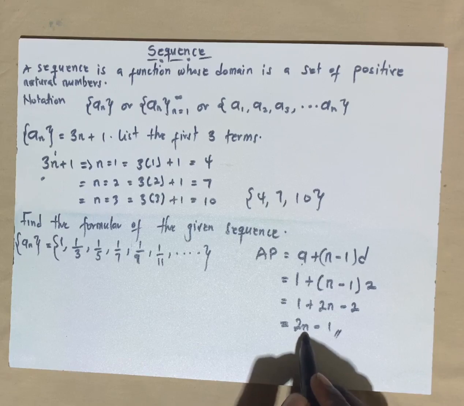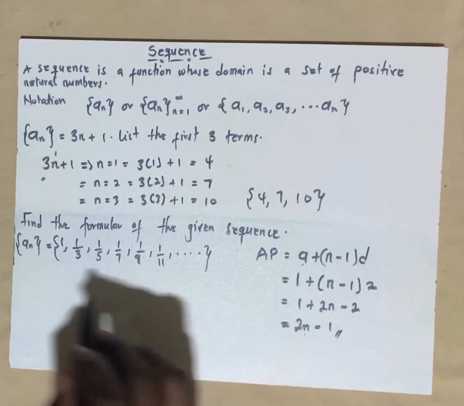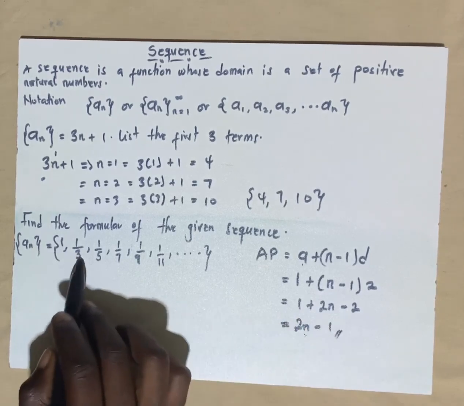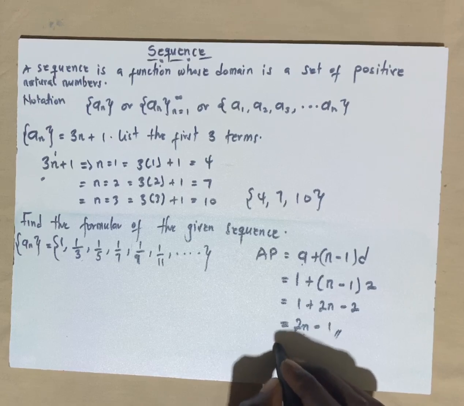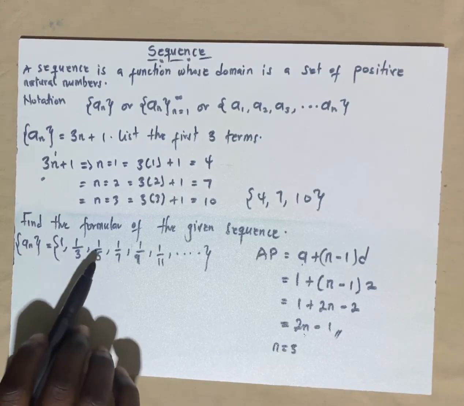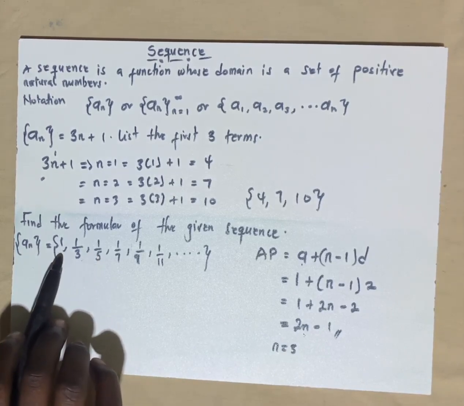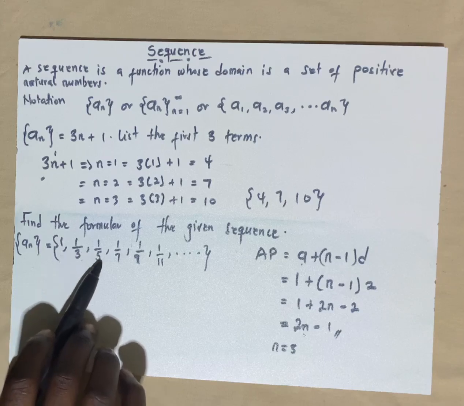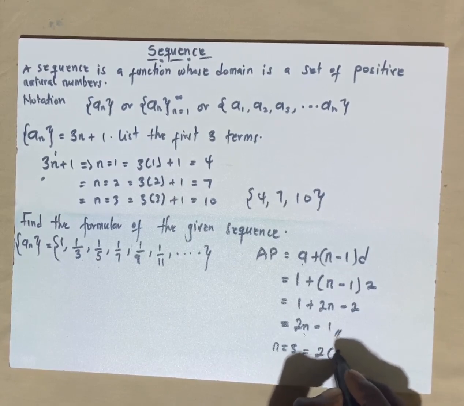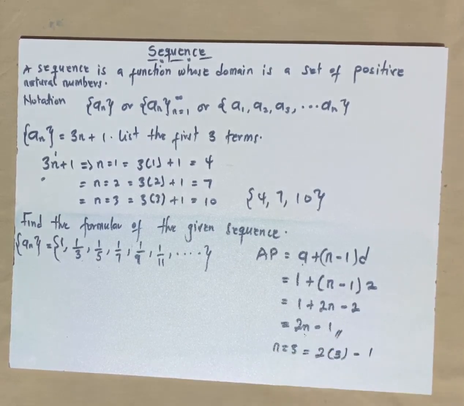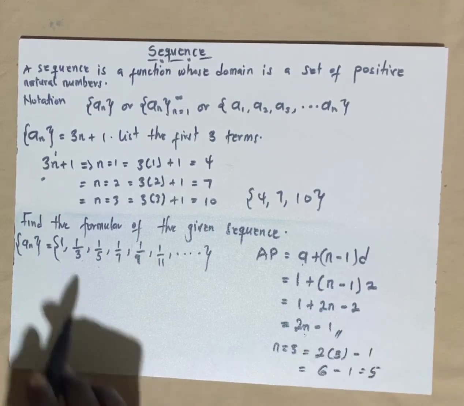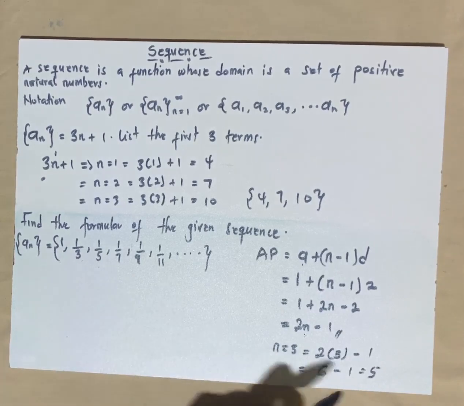Now when n is 1, 2 times 1 is 2, minus 1, you are going to get 1. When n is 2, 2 times 2 is 4, minus 1, you are going to get 3. So let's try when n is 3. When n is 3, you are trying to find the third term, because for the first term n is 1, the second term n is 2, the third term n is 3. So when n is 3, we get 2 multiplied by 3, minus 1. 2 times 3 is 6, minus 1, which is going to be 5. So you realize that when n is 3, we are going to get 5.